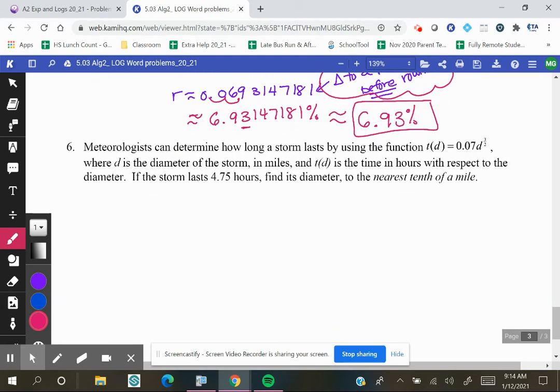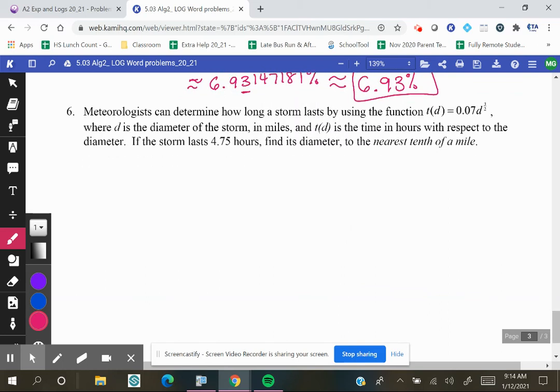All right, and the last one here: meteorologists can determine how long a storm lasts by using this function. D is the diameter of the storm in miles. T of D is the time in hours with respect to the diameter. The storm lasts 4.75 hours. Find its diameter. So we're looking for D to the nearest tenth of a mile.